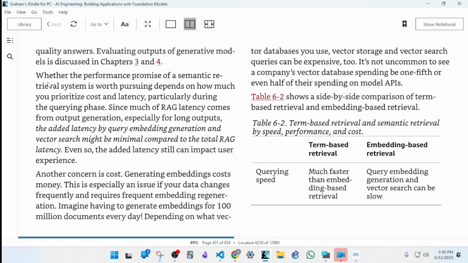Table 6-2 shows a side-by-side comparison of term-based retrieval and embedding-based retrieval. Table 6-2, term-based retrieval and semantic retrieval by speed, performance, and cost. This table has two columns. First column is term-based retrieval. Second column is embedding-based retrieval. The first row is for querying speed. Term-based retrieval is much faster than embedding-based retrieval. For embedding-based retrieval, query embedding generation and vector search can be slow.